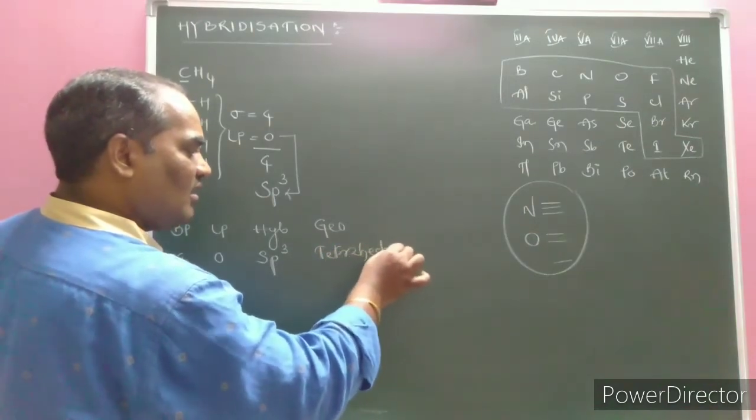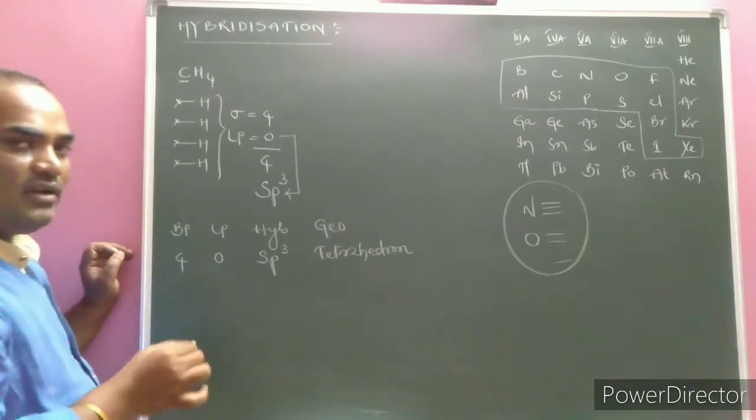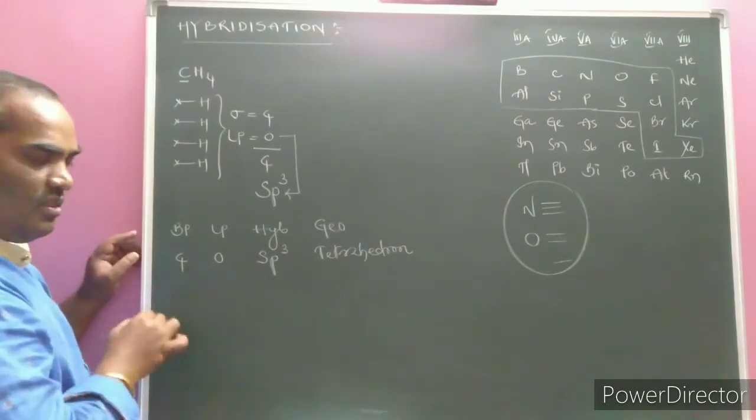Tetrahedron. In a tetrahedron, what is the bond angle? 109 degrees 28 minutes. That is familiar. Next one.